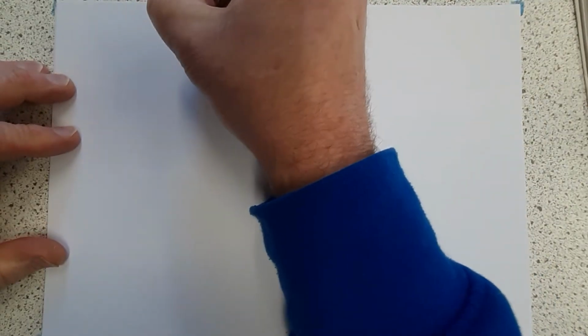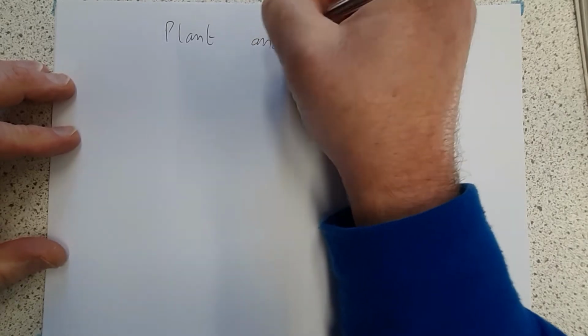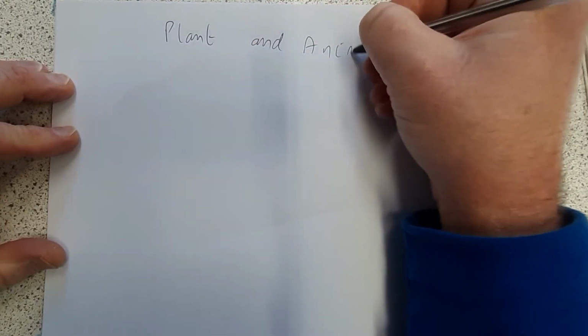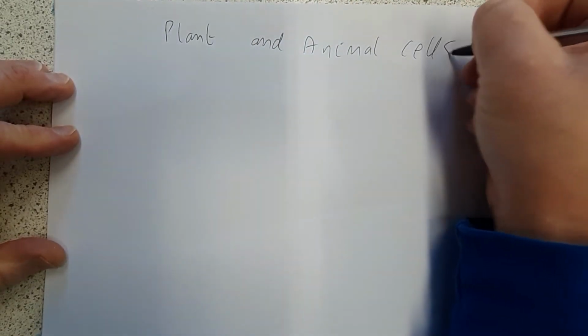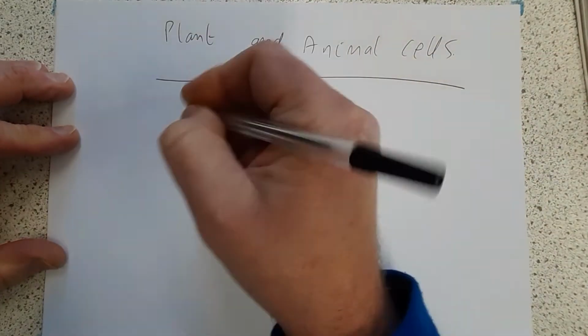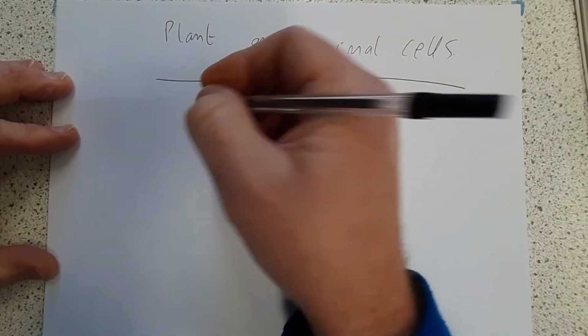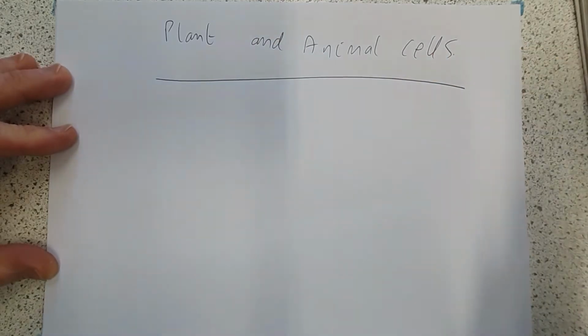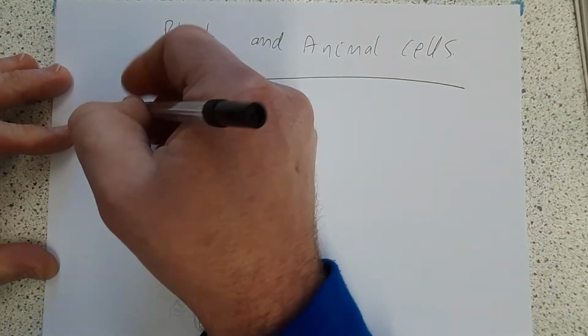Okay, today we are going to talk about plant and animal cells. As you know, cells are the building block of all living organisms. Okay? The most basic is an animal cell.